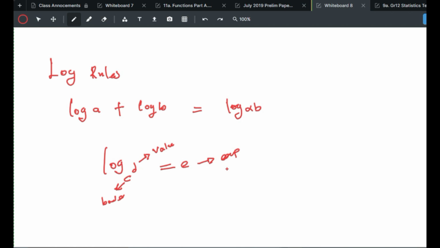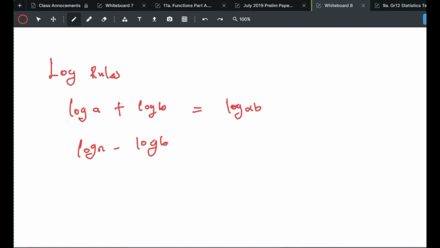So for this, if we want to convert it to an exponential function, it's just writing C to the power E equals D. You understand me? Or this one here, which is log A over B.